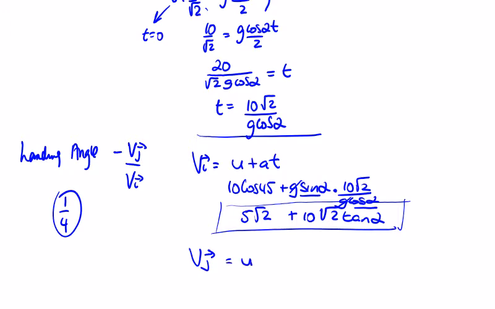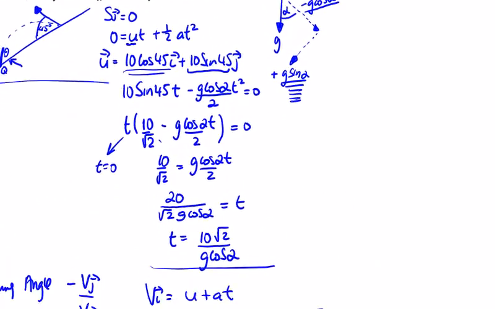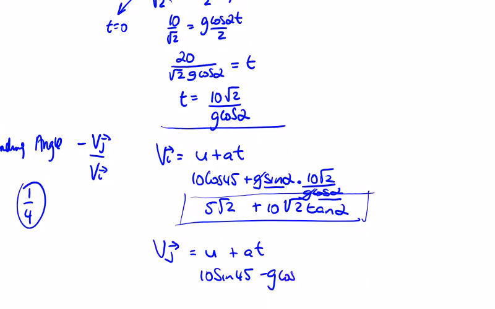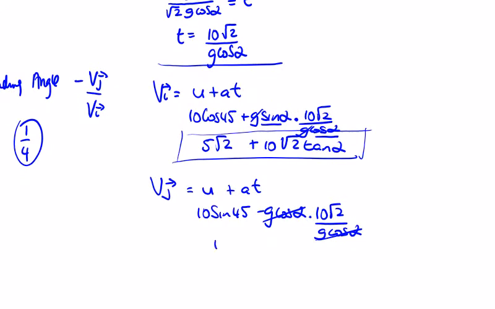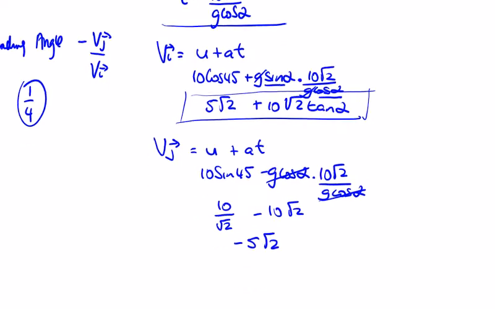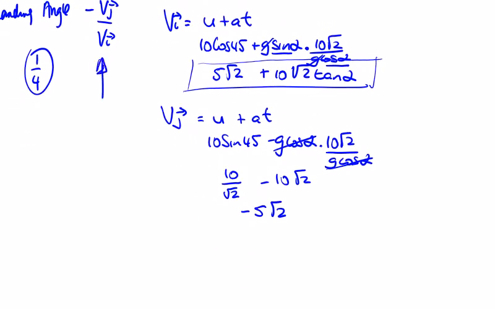Velocity of j, u plus at. So it was 10 sine 45 for my u. My a, just double check it here, was minus g cos alpha. And my time, again, was 10 root 2 over g cos alpha. So let's see what happens here with the g cos alphas. So we're going to get 10 over root 2, which again is 5 root 2, minus 10 root 2, which is going to give me altogether minus 5 root 2.